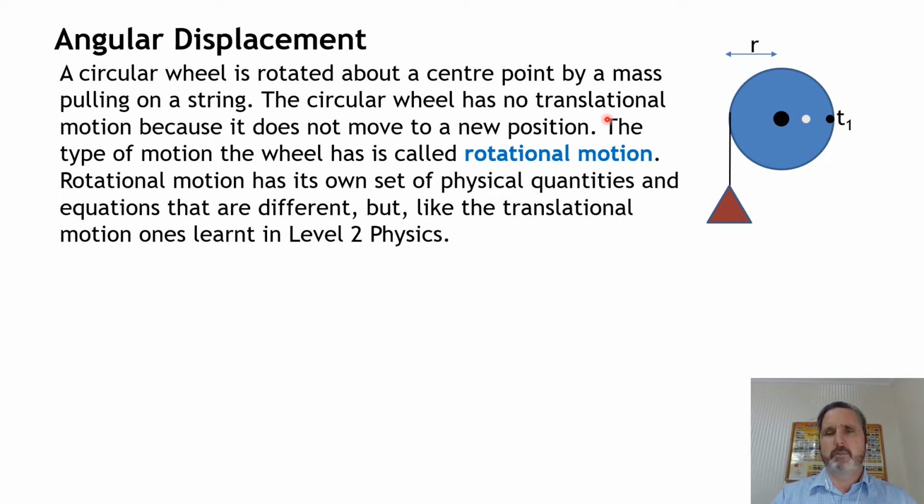Now, rotational motion has its own set of quantities and equations. They're different, but they're similar to the ones that you learnt last year when you learnt about translational motion. So we had all of the kinematic equations we learnt last year. These rotational kinematic equations are very similar to the translational ones, but they have a whole new set of quantities. And the first quantity we're going to find out about today is called angular displacement.